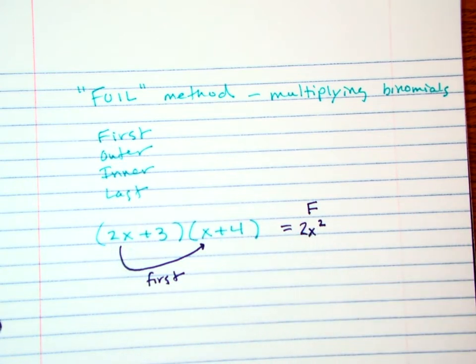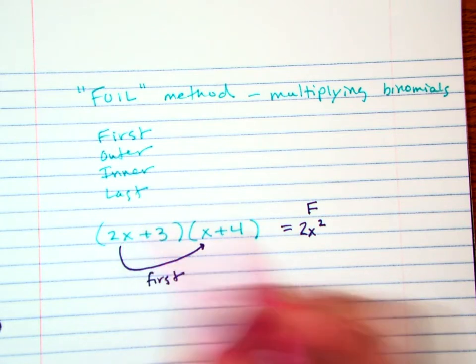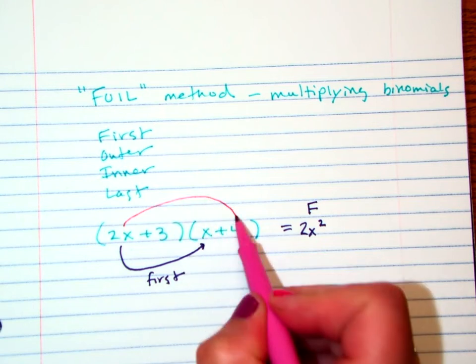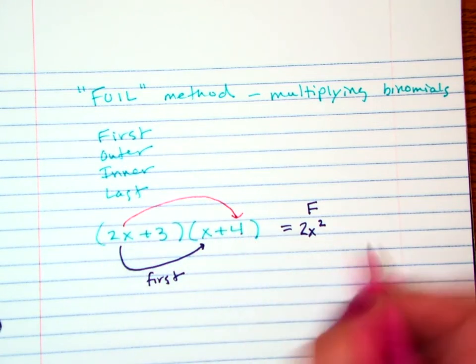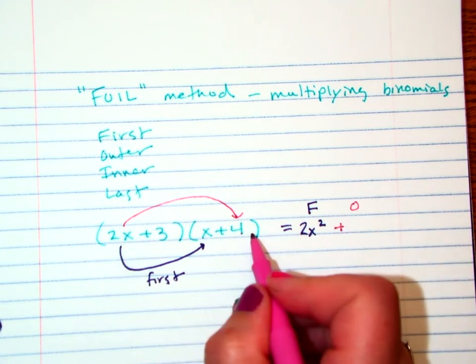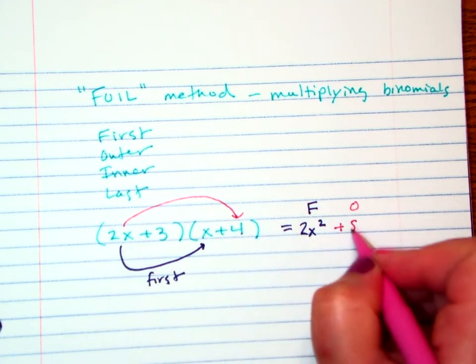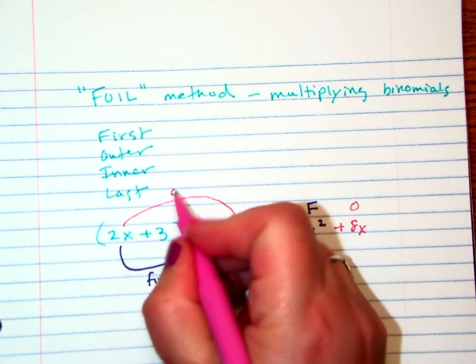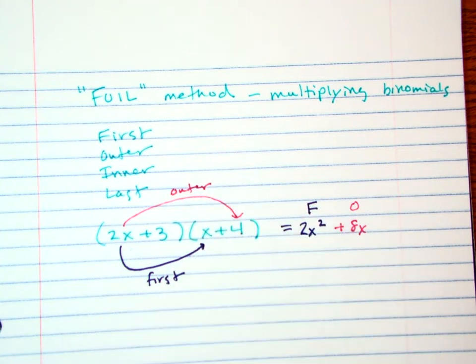Then I'm going to multiply the outer terms, the one on the outside on both edges. So the outer here and the outer here, that's 2x times the 4, and 2x times 4 is 8x. Oh, I should mark that as outer. So that's outer.